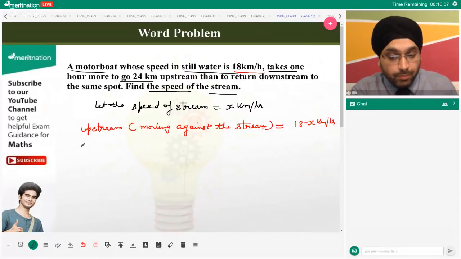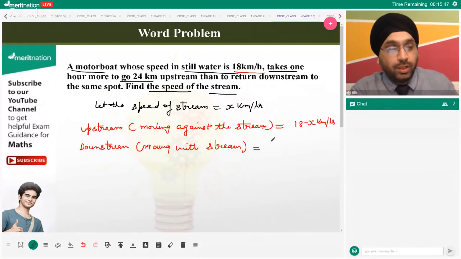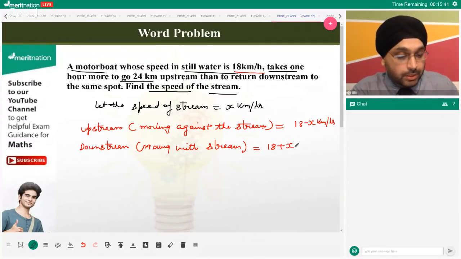Now, guys, if we are moving downstream, this means we are moving with the stream. So now we just need to add the speed of the stream to the speed of the motorboat in still water. So that will be 18 plus x kilometer per hour.